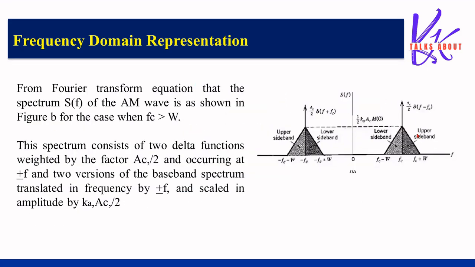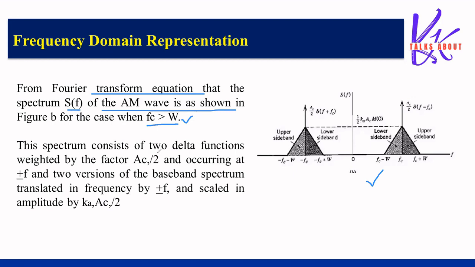So we'll analyze this frequency domain represented equation. From the Fourier transform of the equation, the spectrum S of f of your AM wave, which is shown in figure B, is the frequency domain representation. This is for the case where the frequency of your carrier signal is always greater than W. We have seen earlier in the previous lectures that this is one of the conditions to be used to get your amplitude modulated wave.